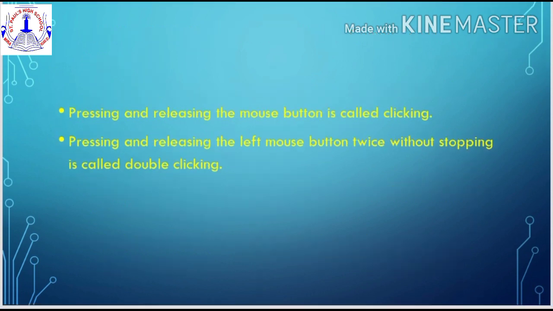Pressing and releasing the mouse button is called clicking. Pressing and releasing the left mouse button twice without stopping is called double clicking.